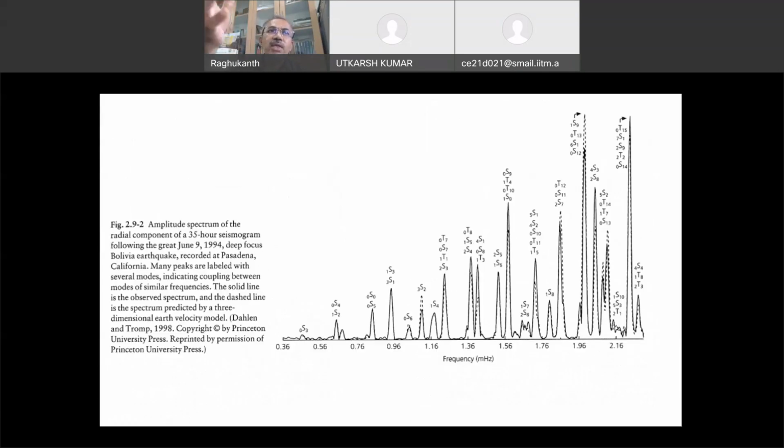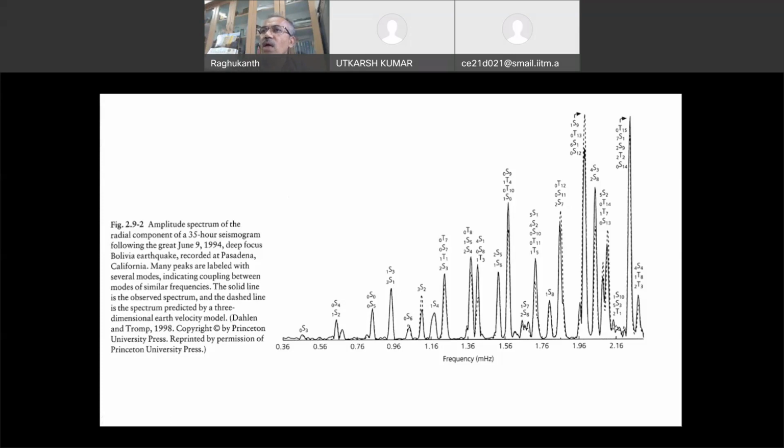This is also the Bolivia earthquake, where some 35 hours of seismogram have been recorded. Then you take the Fourier transform, and you get the frequencies in millihertz. So there are several peaks you can identify. Of course, we will come to that; you have seen Professor Jessica's lecture on normal modes also. Each of these peaks corresponds to one typical mode of our planet Earth. This is how you can identify the peaks. Once you know the peaks, you can go back and calculate the natural frequencies, and then calculate the material properties and other things also. Okay, so this is the concept.